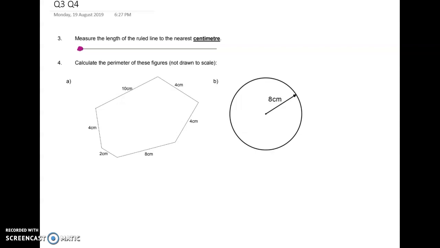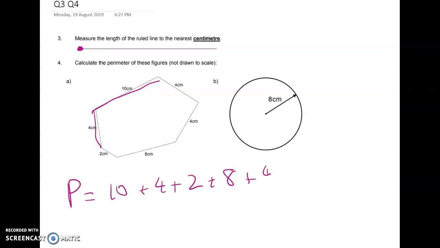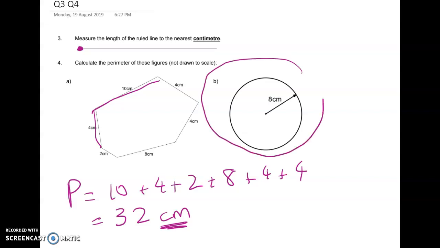Number 4, calculate the perimeter of these figures, not drawn to scale. In other words, don't try to measure them. So the perimeter is the length of the fence around the outside. So P is equal to 10 plus 4 plus 2 plus 8 plus 4 plus 4. And when you add that up, you get 32 centimetres. Always give your units.